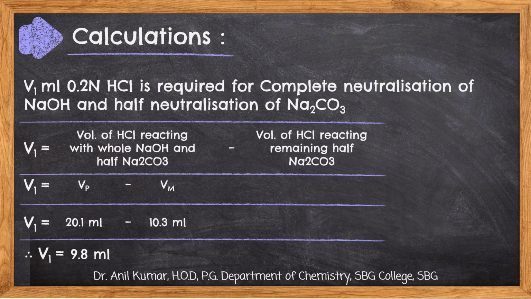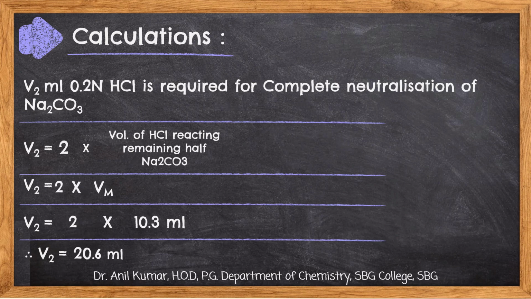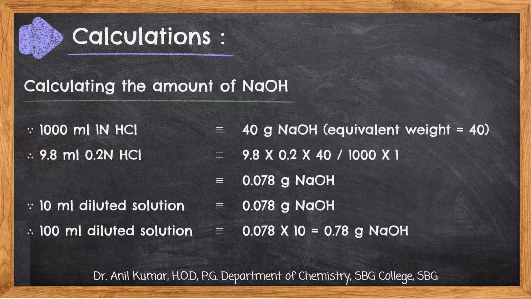Now we add 1-2 drops of methyl orange into this conical flask. 1, 2, 3. Okay, in this way. And again we start the titration. The point is near about 20.1. Now again we start titrating in this way, drop by drop. What type of color will come? Orange, red.